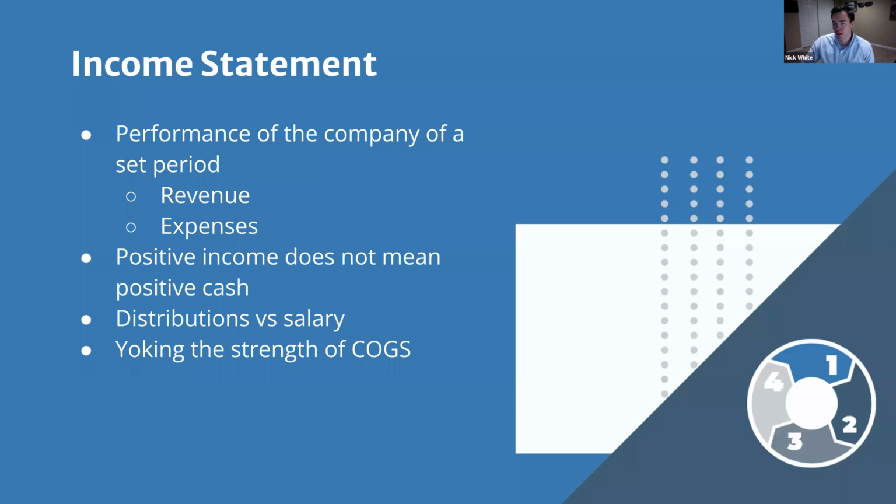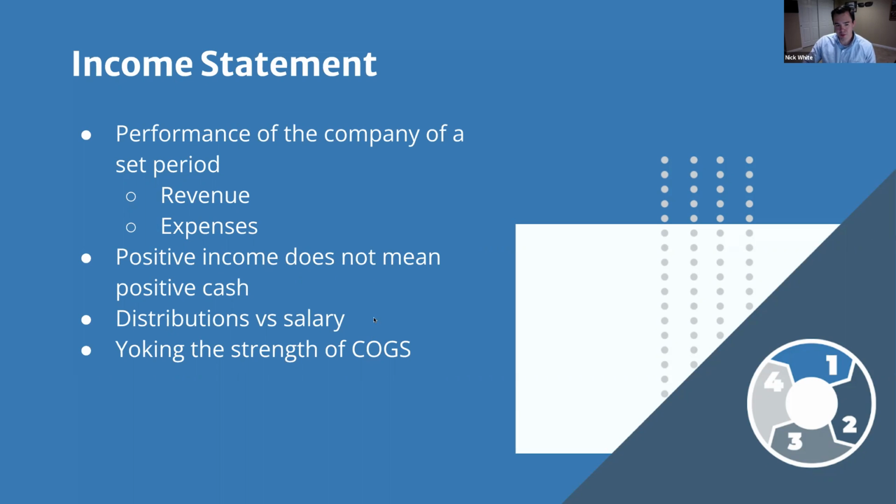Expanding on that, positive income does not necessarily mean positive cash. We'll talk about that when we talk about the statement of cash flows. But if you have positive income, there might be too much cash leaving the business on long-term debt, et cetera, to make it seem like the business doesn't have any cash, even though it's making money.